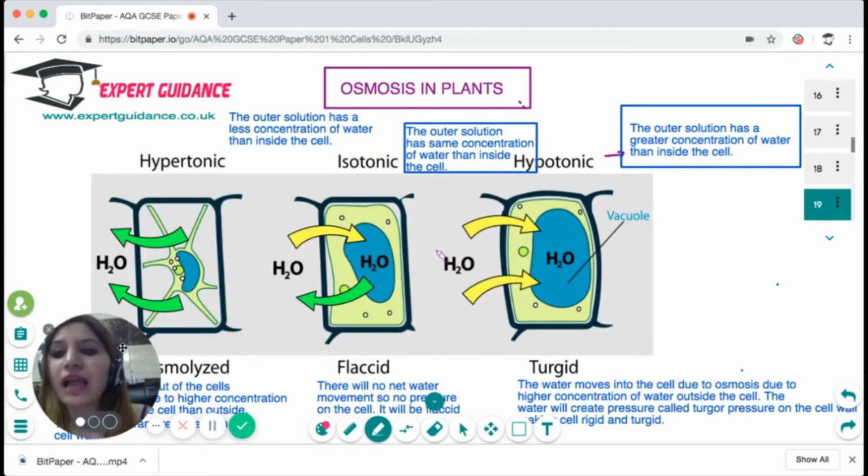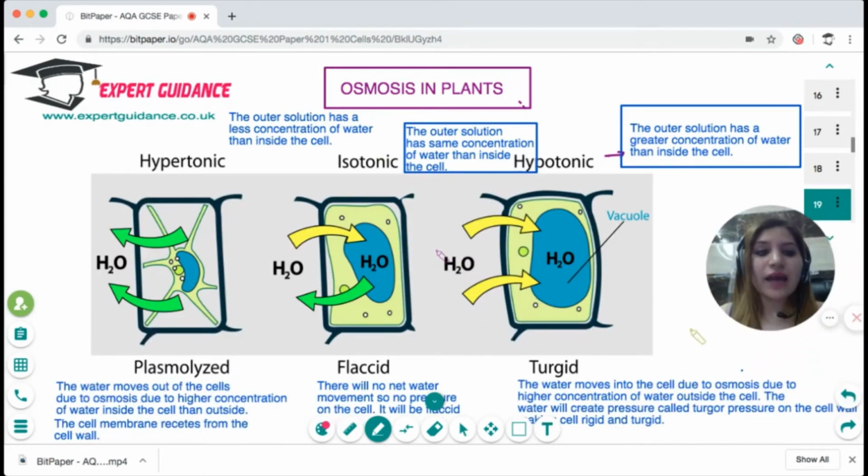Now, let's see how osmosis in plants takes place. There are generally three kinds of solution: hypertonic, hypotonic, and isotonic. Hyper means more solute. So the hypertonic is that solution which has more solute, so less concentration of water. Hypotonic is the solution that has less solute, so more concentration of water. And isotonic is a solution which has the same concentration of water in and out.